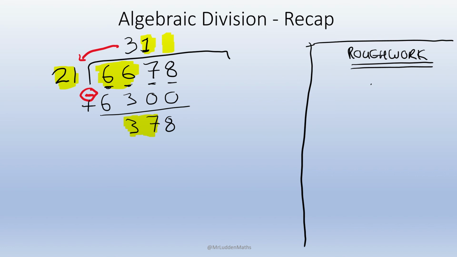So at this point, I'm going to find out that my 21 went into my 370 10 times, represented by this one here, but I'm going to find out exactly how many times that went in. It didn't go in the full 378. So what I'm going to do is take this one and multiply it by 21.